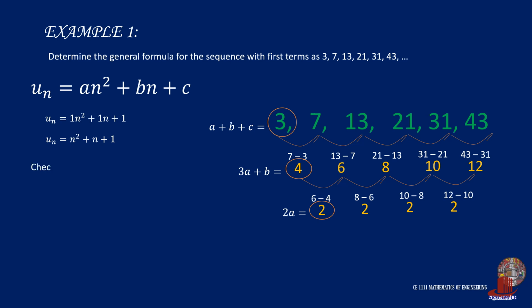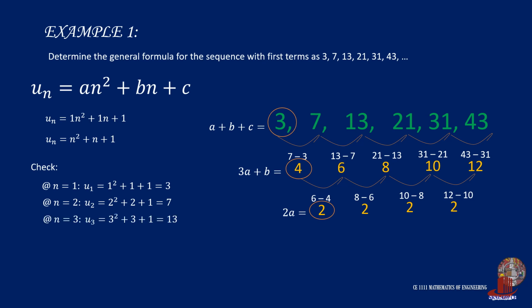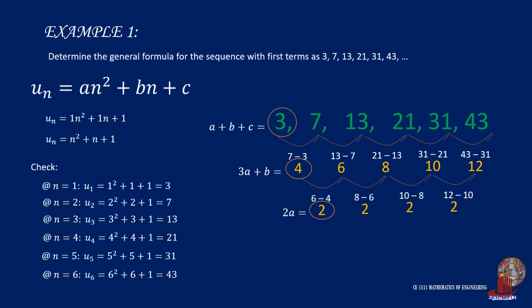Let's check if indeed we have the right rule for the sequence. With n equal to 1, u sub 1 is computed as 3. Then at n equal to 2, u sub 2 is 2 squared plus 2 plus 1, which is 7. At n equal to 3, we can solve u sub 3 as 13. U sub 4 is also taken with 4 squared plus 4 plus 1 giving 21. At n equal to 5, we have u sub 5 as 5 squared plus 5 plus 1, which is 31. And then n as 6 yields u sub 6 as 43. These are the terms that we have in the sequence, so it is verified that the rule for this quadratic sequence is n squared plus n plus 1.